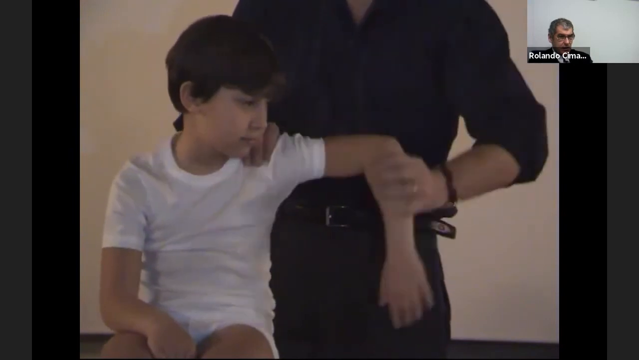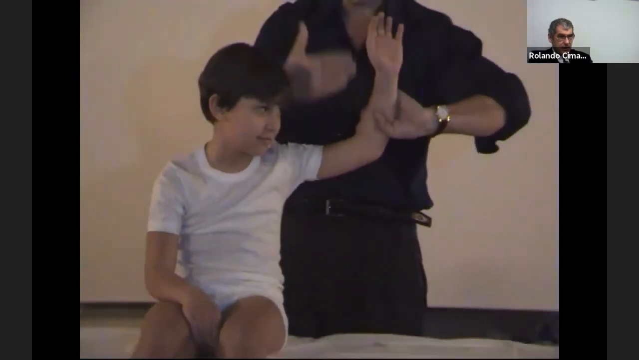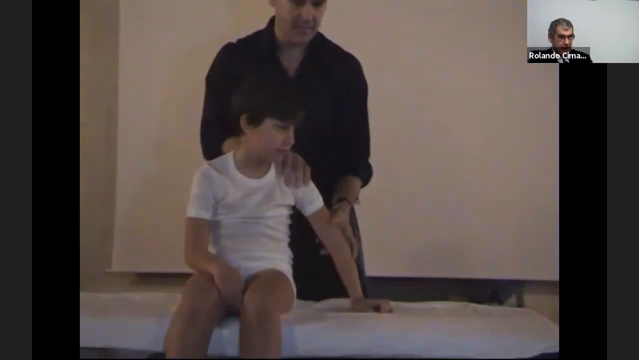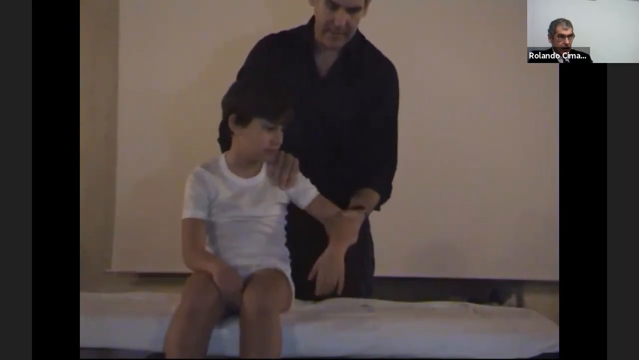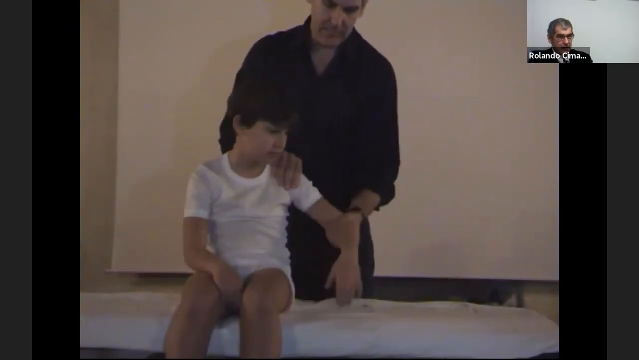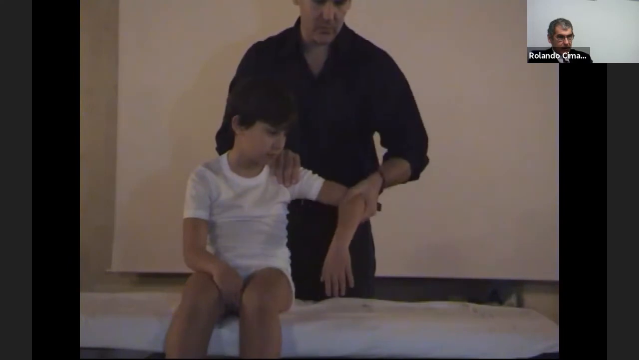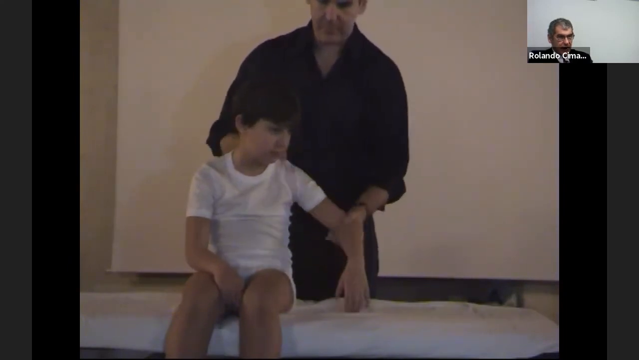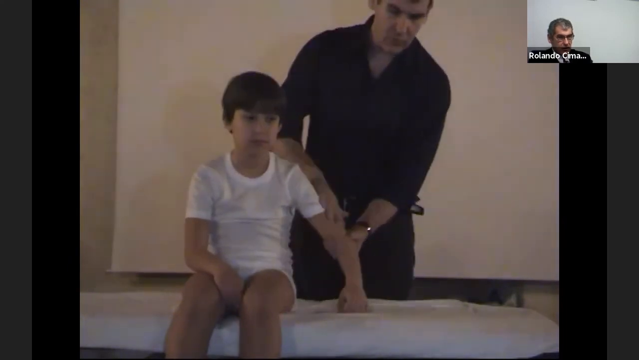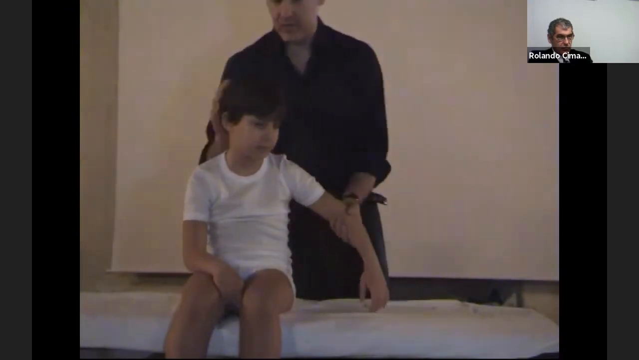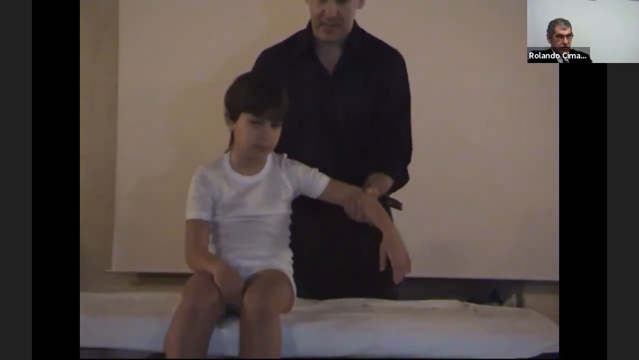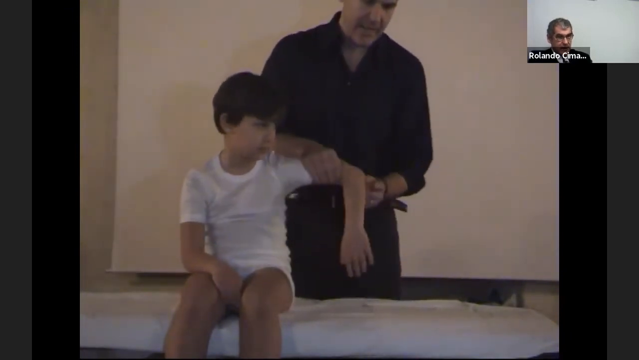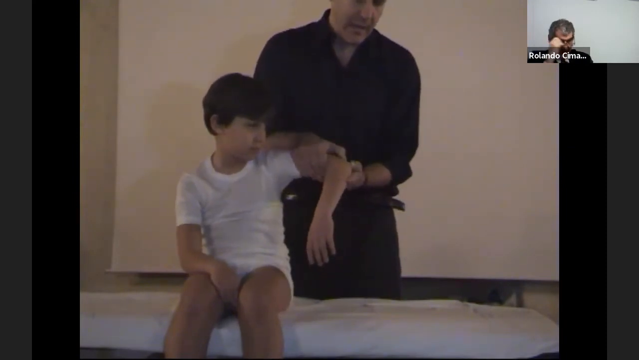Then it is internal and external rotation on a frontal plane, as you can see now. Going down on the upper limb, we will go to the elbow and to the wrist and to the small joints of the hand. Each individual joint needs to be examined separately.